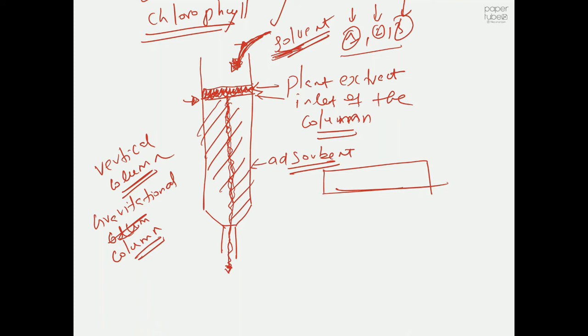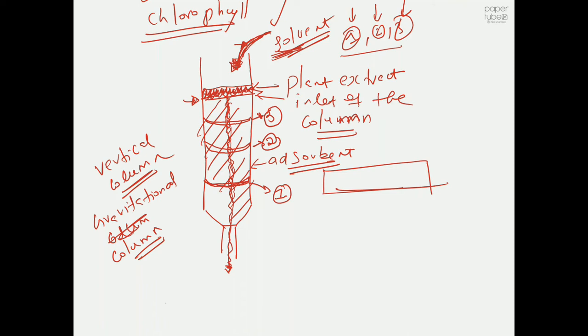And after some time, what did he observe? He observed three different rings. One ring here, second ring here, and third ring here. And each of these three rings corresponds to different pigments or different molecules. Let's say this is one, the second ring is two, and the third ring is three. So this is what he observed. He observed different rings within the column, and each ring corresponds to a different type of pigment molecule. So this is the experimental observation.